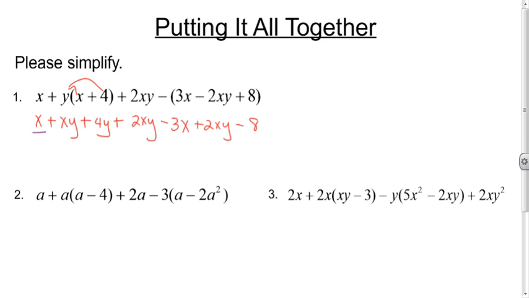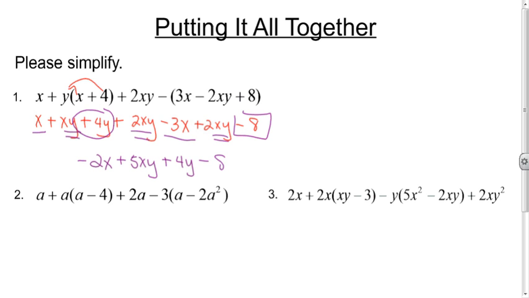And I see this x matches this negative 3x, which gives me negative 2x. Now I'm looking for xy terms, xy, 2xy, plus 2xy to the tune of 5xy. And then I've got a term here, again trying to scan from left to right, of 4y, which is being combined with nothing. Similarly, this term of negative 8 is combined with nothing, making my final answer negative 2x plus 5xy plus 4y minus 8.